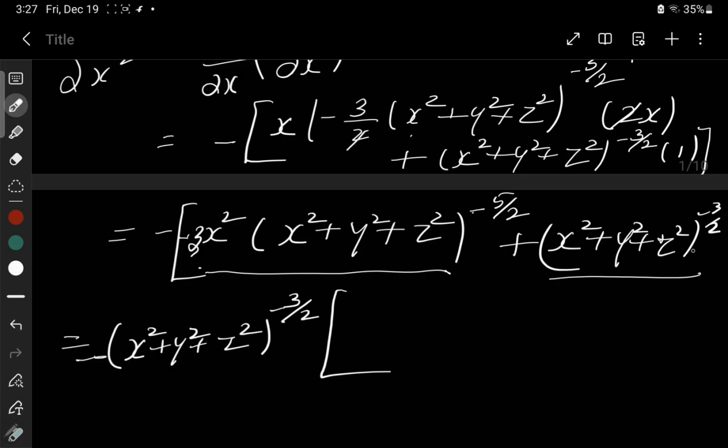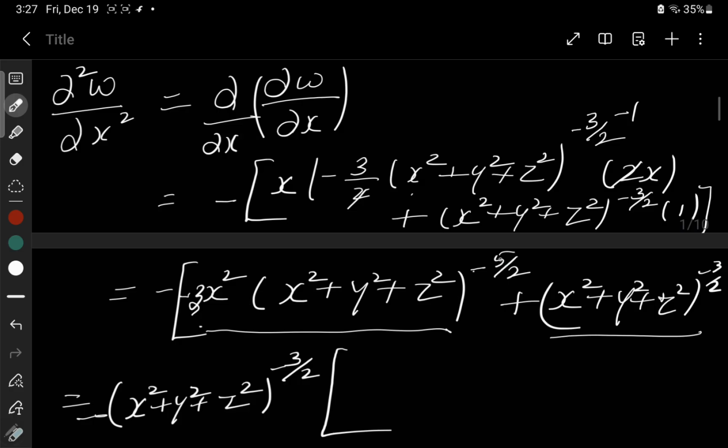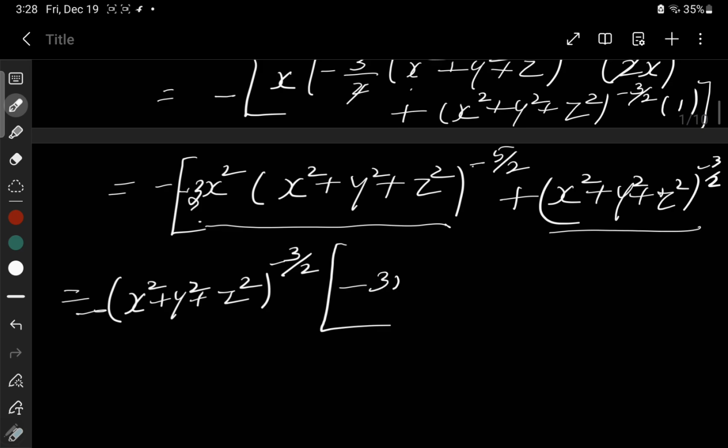And here when I take minus 3 by 2 outside, you will get minus 5 by 2. If I take minus 3 by 2 outside, I will get minus 1. So minus 3x squared, x squared plus y squared plus z squared. You write this minus 1. And there is no extra term here, we can just take it fully outside. So this is plus 1.